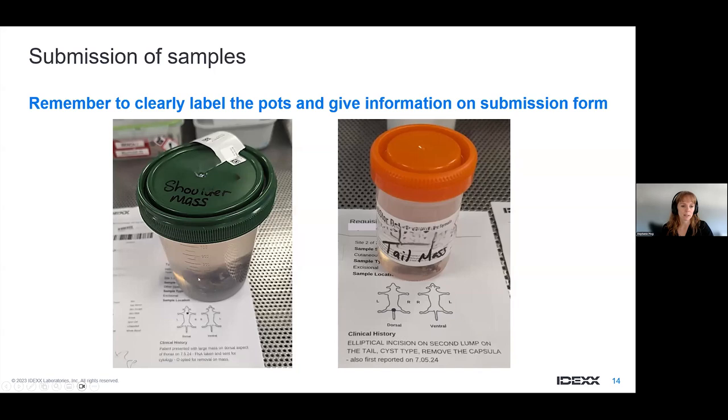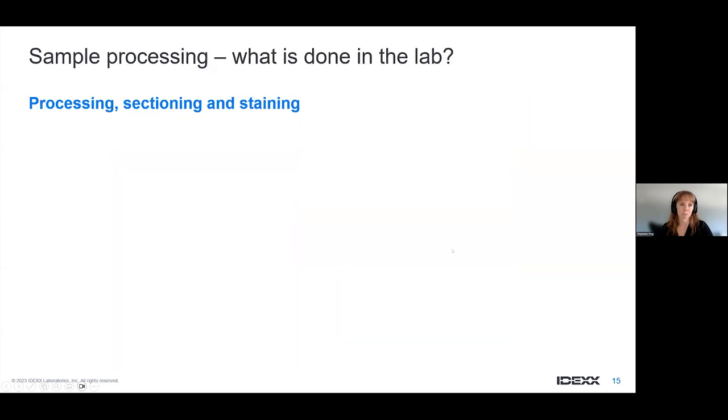So we could clearly identify these two. Although again, he said dorsal aspect of the thorax and then shoulder, but that's close enough. And the second mass he also described as a cystic type of lesion and labeled the pot with tail mass. So that's really helpful and easy to identify.